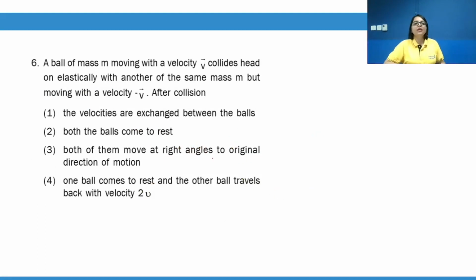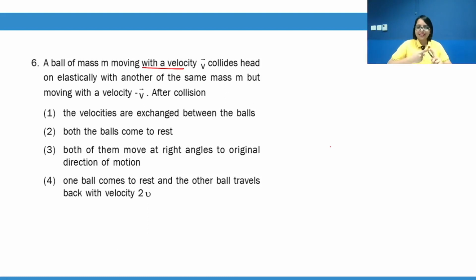Question number 6. A ball of mass m moving with velocity v vector collides head-on elastically with another of the same mass m but moving with velocity minus v vector. After collision, the velocities are exchanged between the balls. Both the balls come to rest. Both of them move at right angles to the original direction of motion. One ball comes to rest and the other ball travels back with velocity 2v.